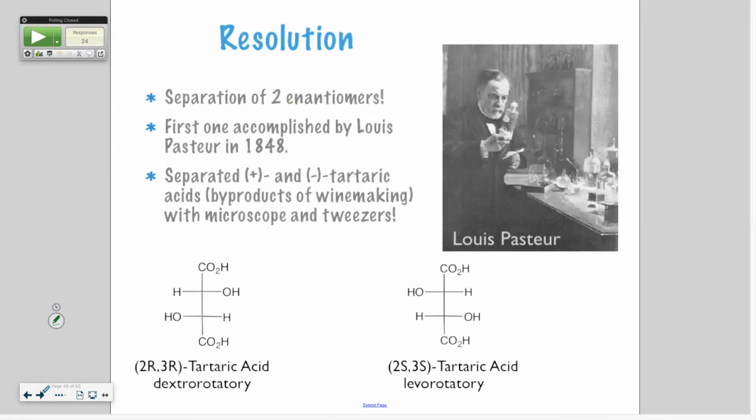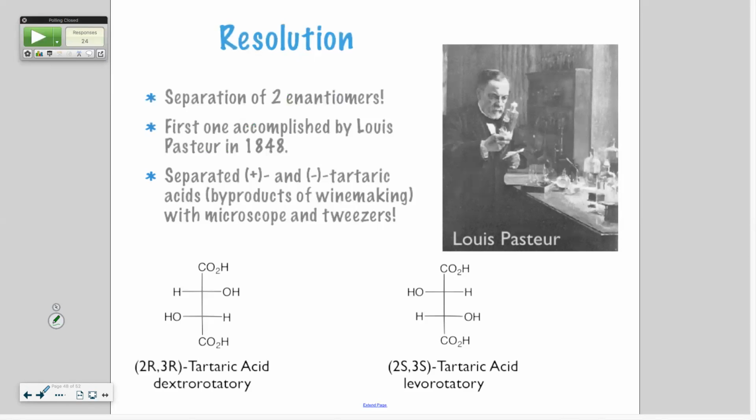These are the tartaric acids. This one is 2R,3R and this is 2S,3S. This one, when you put it in a polarimeter, was dextrorotatory. That means it rotated the light clockwise. Levorotatory rotates the light counterclockwise. You don't have to know what tartaric acid is, but anyway, that was what he did.